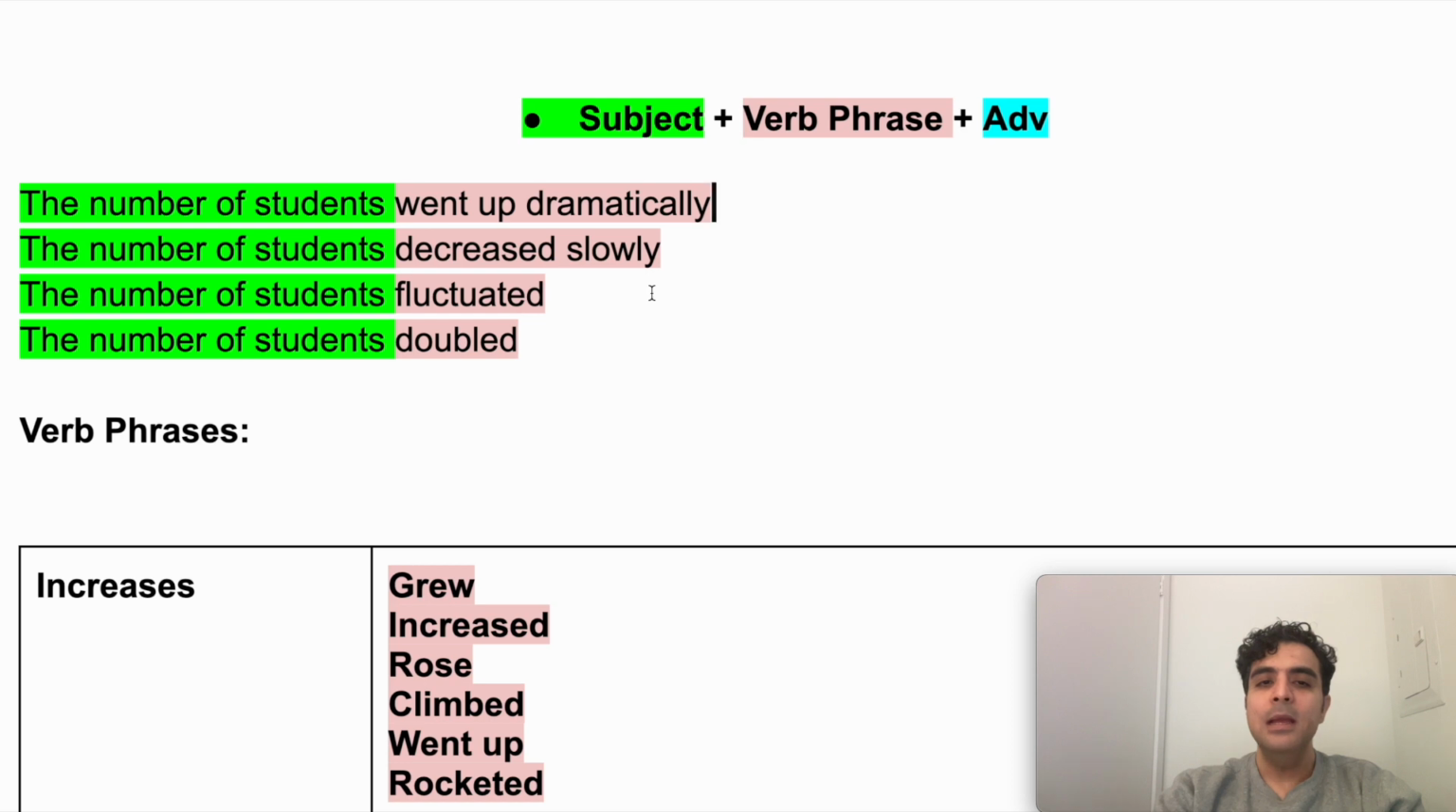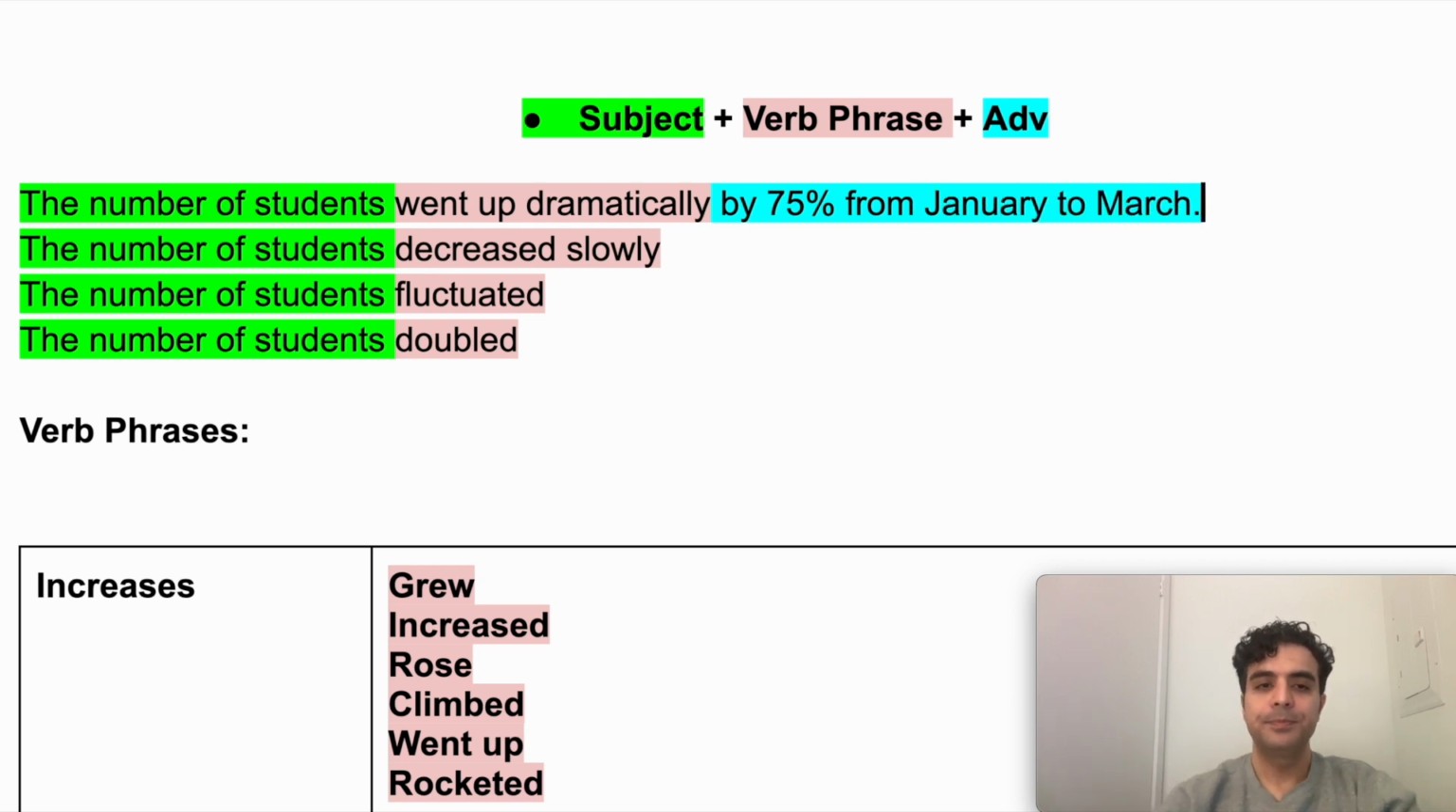Here we could say the number of students went up dramatically by 75%. Notice by is the one we use to describe the difference, right? So maybe it went up from 1% to 76%. So how much did it increase? It increased by 75%. And then I also want to mention the time period. So I'm going to say from January to March.